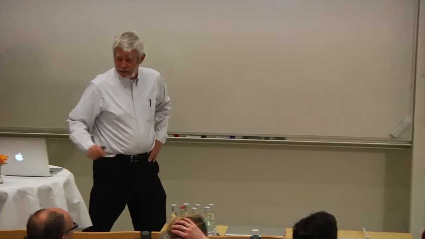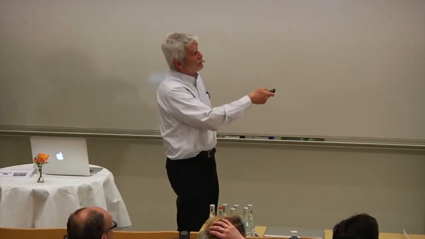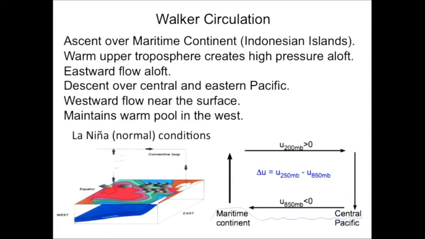Eastward flow aloft, as I just said. Then you have descent over the central and eastern Pacific, descent in this region or over in here. And then the return flow, westward flow near the surface, and that maintains the warm pool in the west. So this westward flow in here maintains that warm area out in here. This is the situation we have today.